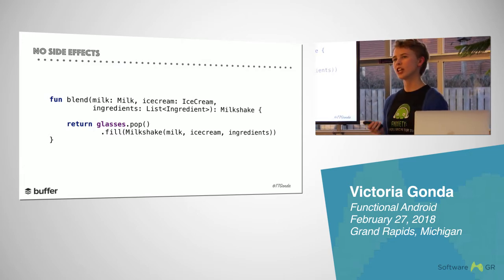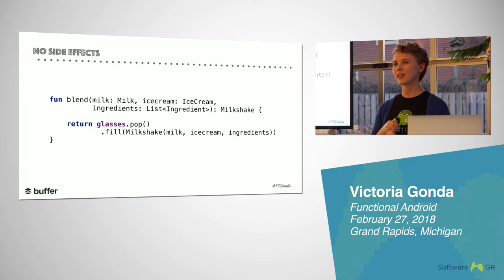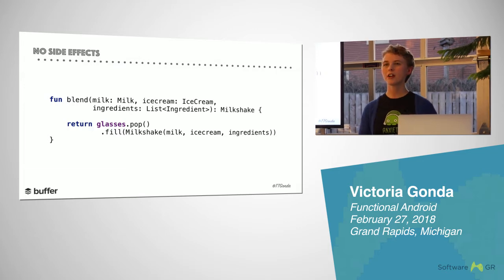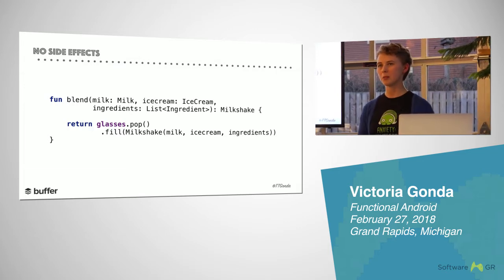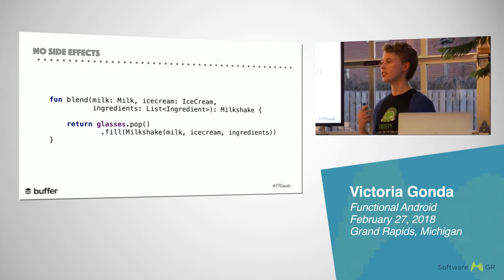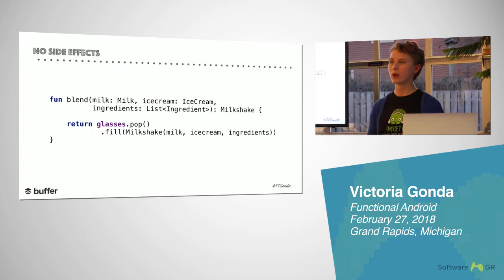And so that's changing the number of glasses in this stack outside of the function. So that's clearly a side effect. What if another part of the code was depending on that glass to be there to make a root beer float, and now you have an error because there's no glasses left? This could cause an unexpected error, and we want to avoid that.